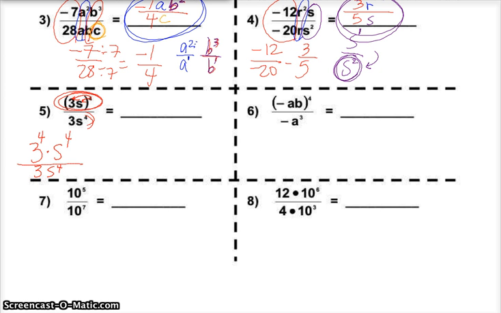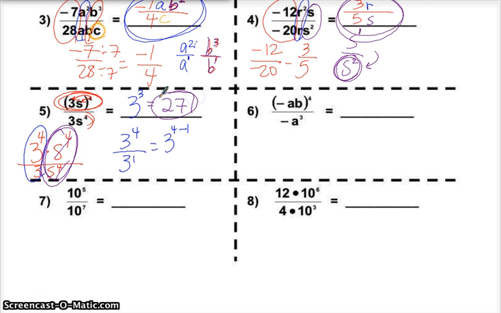So if we look at our numbers separately, we have 3 to the 4th divided by 3 to the 1. Well, we do 4 minus 1, so that's 3 to the 3rd power in my numerator. And then what happens to my s to the 4th and s to the 4th? They're identical, so they cancel each other out, so there's no more s's. So we just have 3 to the 3rd power, which is 3 times 3 times 3, 27.